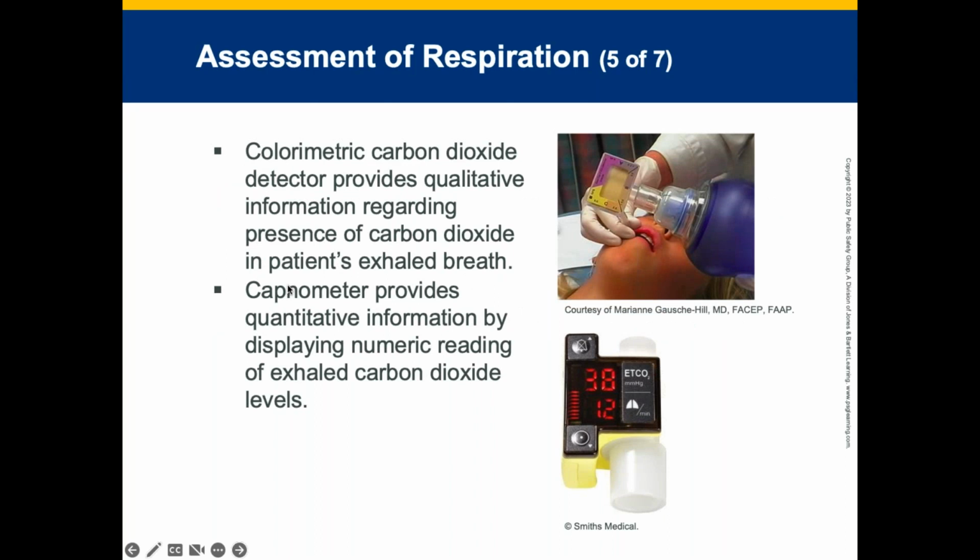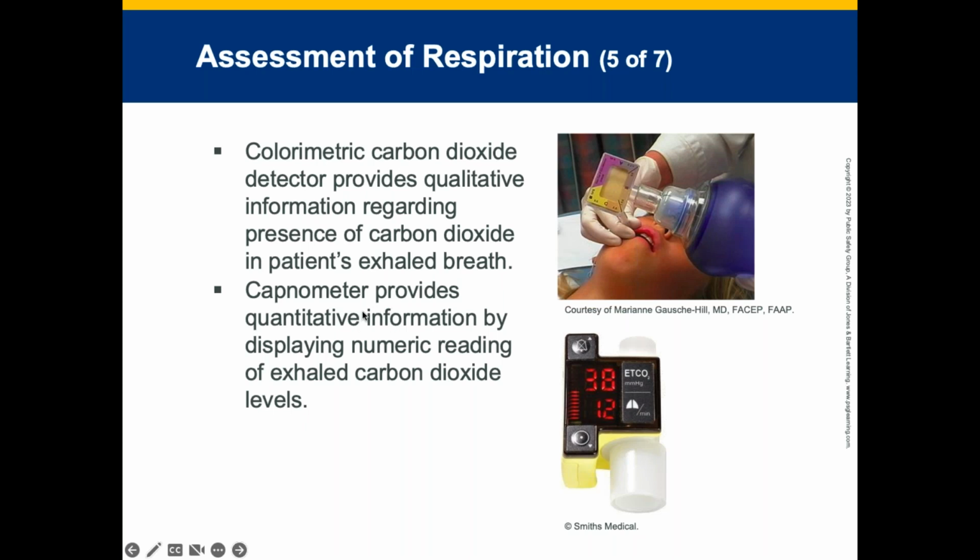So the colorimetric carbon dioxide detectors provide qualitative information regarding the presence of carbon dioxide in a patient's exhaled breath, as you can see utilized on a BVM. They're sensitive to extreme temperatures and humidity, so they can give you false readings. They're less reliable if a patient vomits or secretions get inside of it. The paper inside the device degrades over time. The capnometer provides quantitative information in real time by displaying a numeric reading of exhaled carbon dioxide levels, as you can see in the second picture here, the end-tidal CO2.